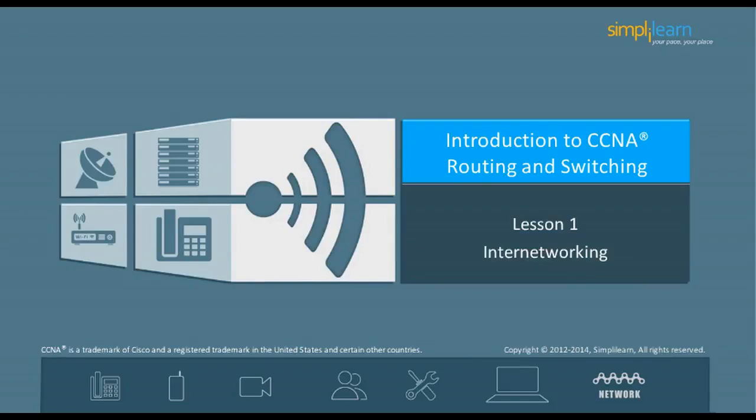This course is divided into 21 lessons. This is the first lesson of the course that talks about internetworking. This lesson focuses on the definition of the word network and two models that help the learner to understand data communications. Let us begin with the objectives of this lesson in the next slide.